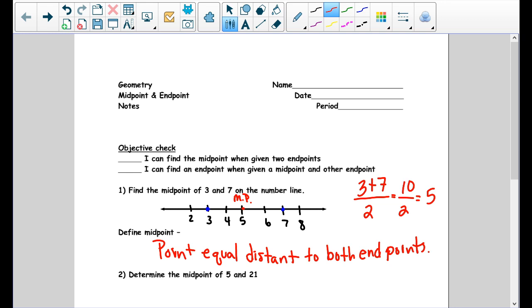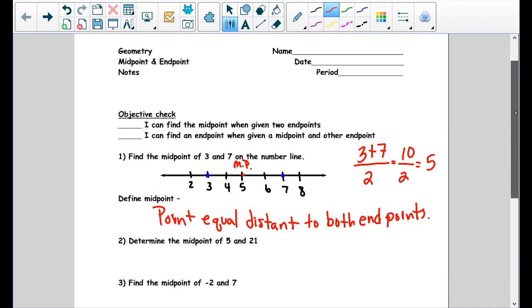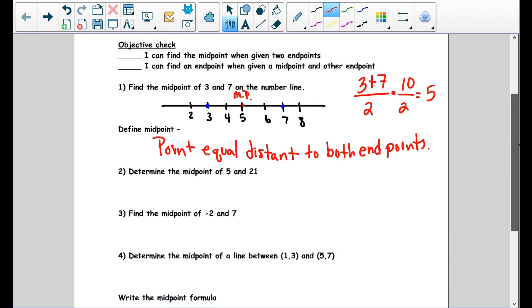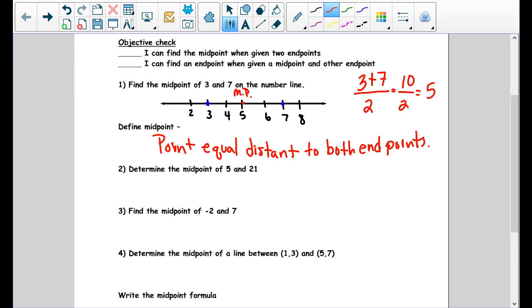Okay? So to find the average of something, you're going to add them up and then divide by however many we have. In this point, we're only going to have 2 numbers. So when we look here, determine the midpoint of 5 and 21. Well, we can use this as a formula. We have 2 numbers. We're going to add them, and then we're going to divide it by 2. So 5 plus 21 is 26. Half of 26 is 13. So 13 is going to be my midpoint.